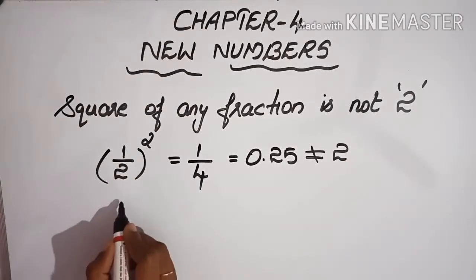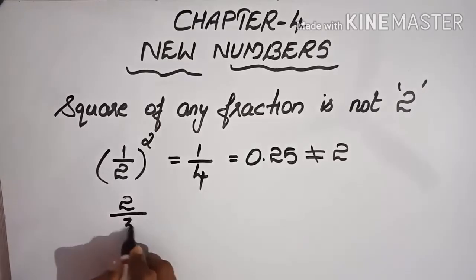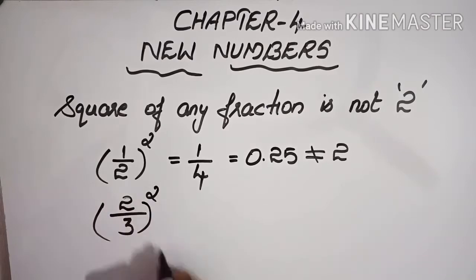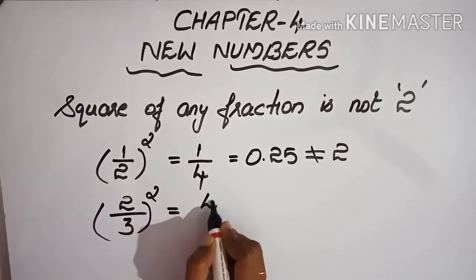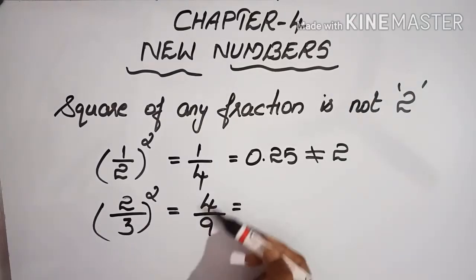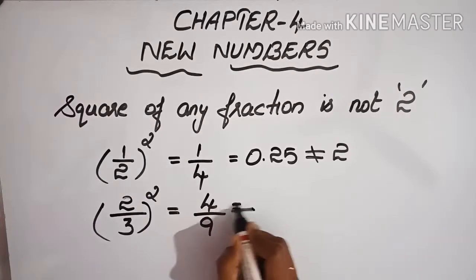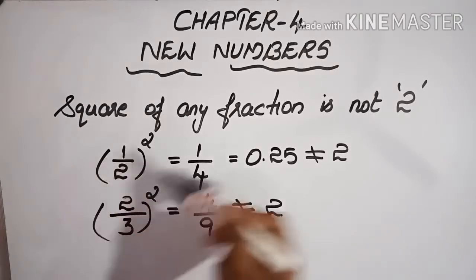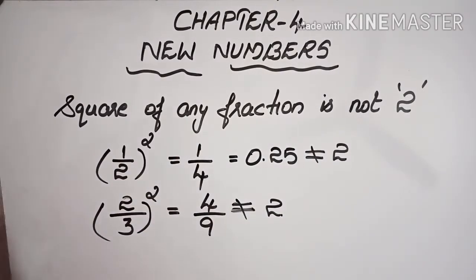Similarly, when you check any fraction, that fraction's square is not equal to 2. Let's check with 2 by 3. This is also a fraction. 2 by 3 the whole square equals 2 square by 3 square, which is 4 by 9. Again we get a decimal number, and that decimal number is not equal to 2. 2 is a perfect number. So 4 by 9 is also not equal to 2. Similarly, you can check with any fraction. Any fraction you choose, that fraction's square is not equal to 2. This is the first concept.